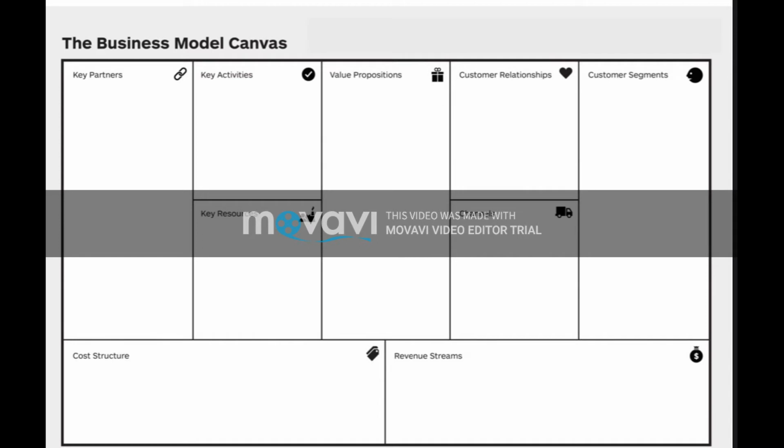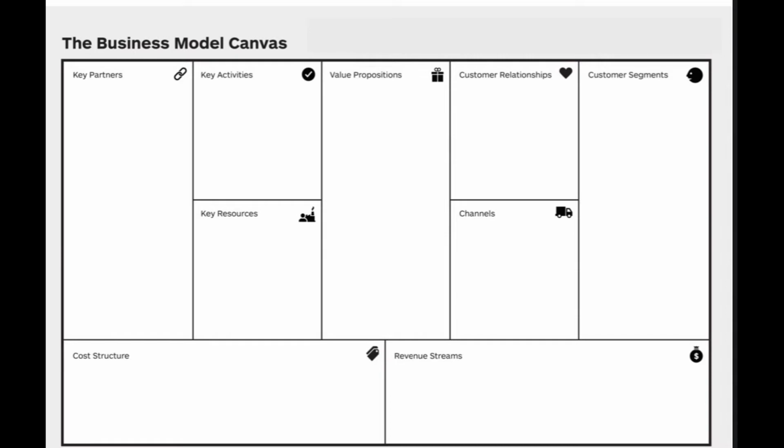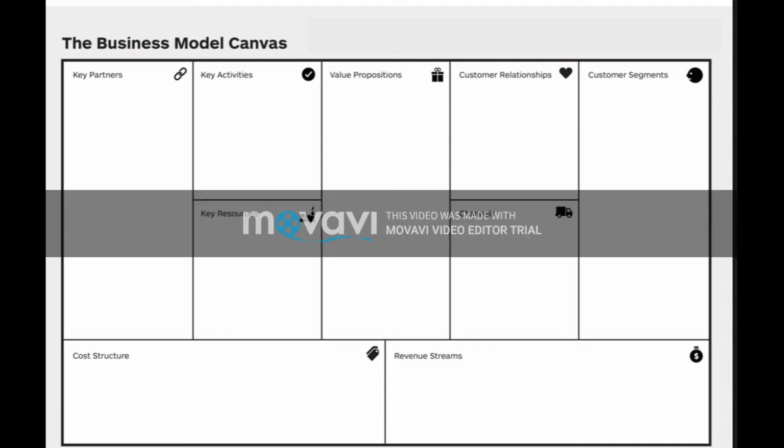Today's topic is going to be on business model canvas. What does business model canvas mean? We will be looking into the definition of business model canvas, the impact of business model canvas to an organization, the 9 steps of business model canvas, and how this works.